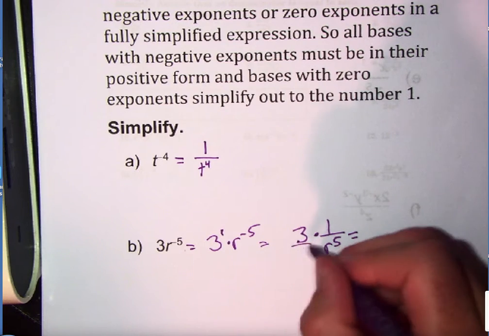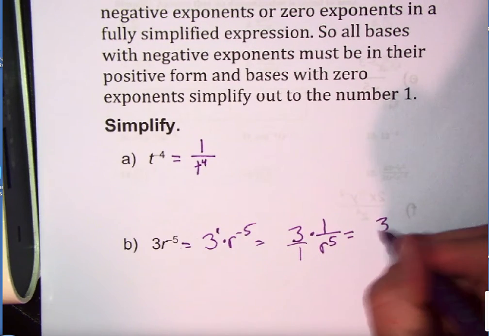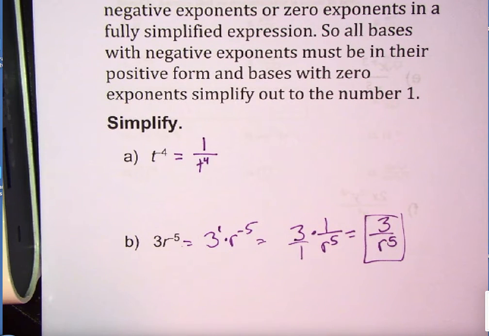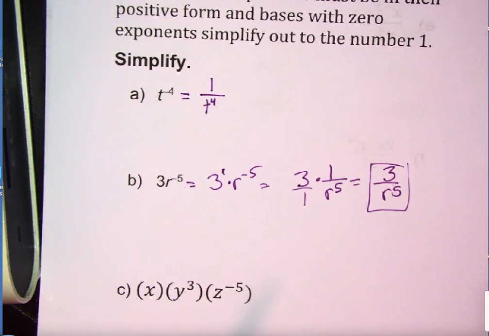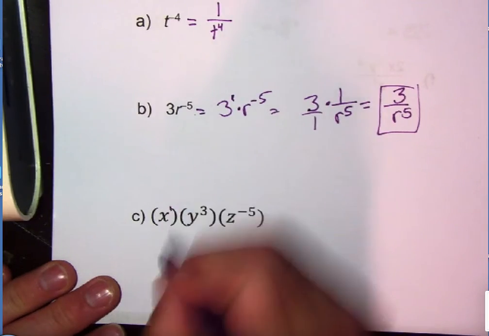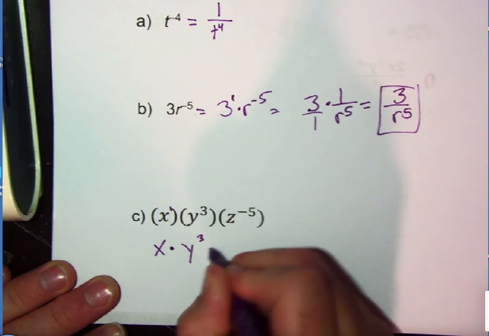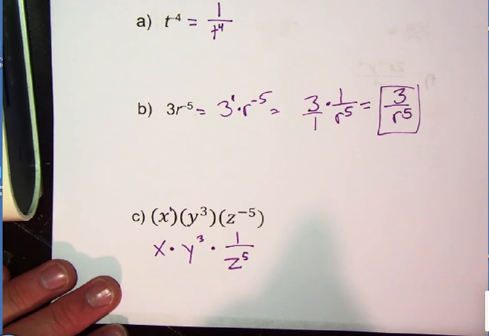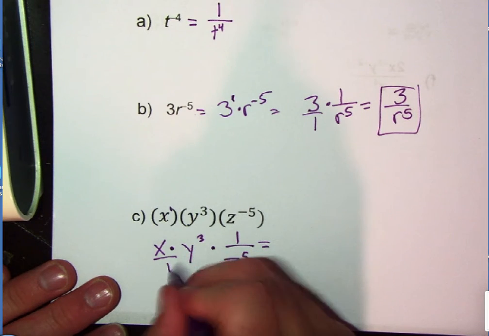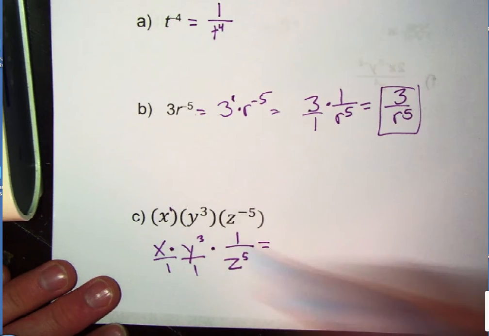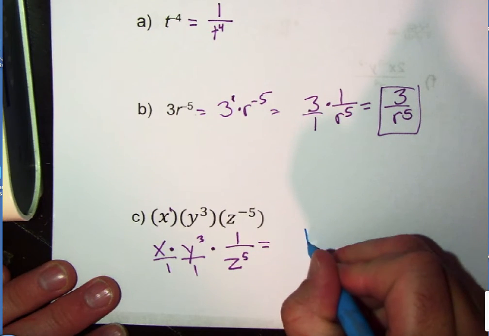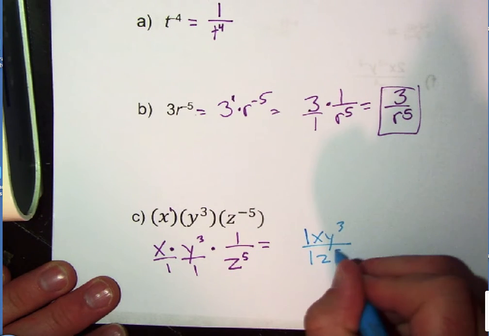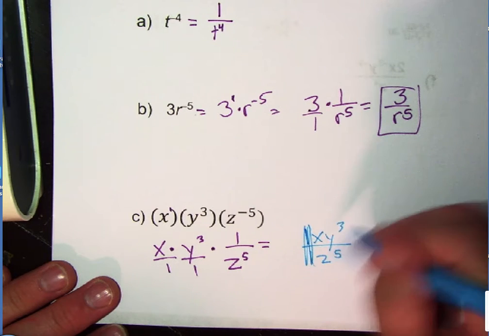And this isn't simplified because we can multiply this across. 3 times 1 is 3. 1 times r to the 5th is r to the 5th. Now we're simplified. Even in this one, let's try this one. It's x times y to the 3rd times 1 over z to the 5th. But we can simplify this a little bit more. And this would be great if you got it, but we're going to go straight across. x, y to the 3rd, 1 is 1x, y to the 3rd, over 1 times 1 times z to the 5th is 1z to the 5th. To be honest, we don't need these ones.